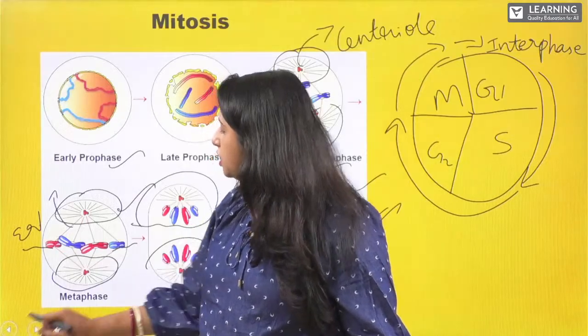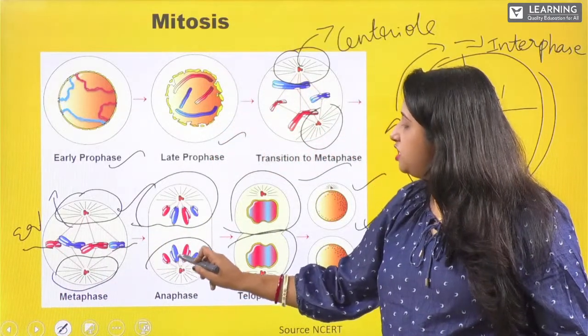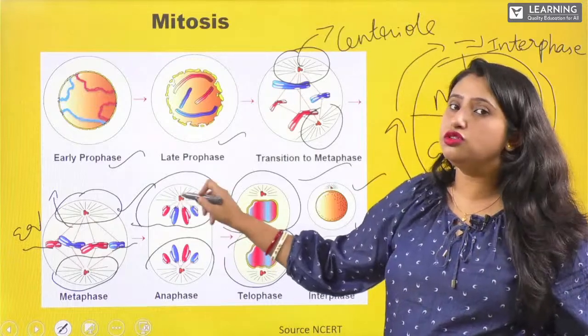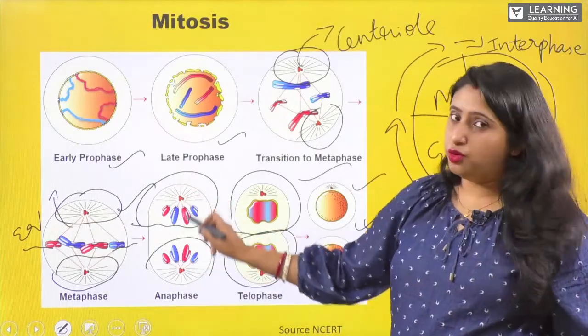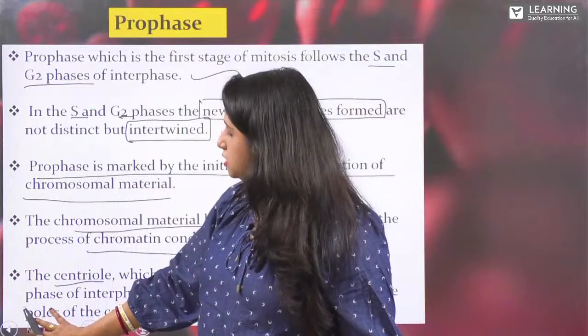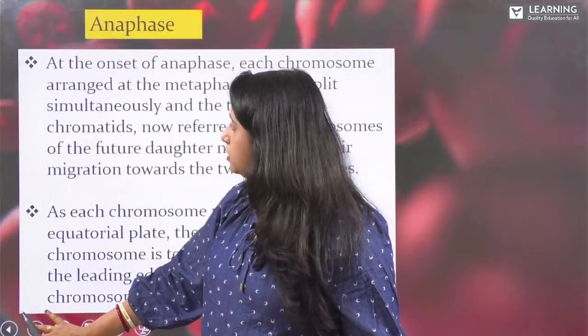So as you can see here, the splitting of the centromere took place and the chromosome moves towards the opposite pole, right? Yes. So see here what happens.